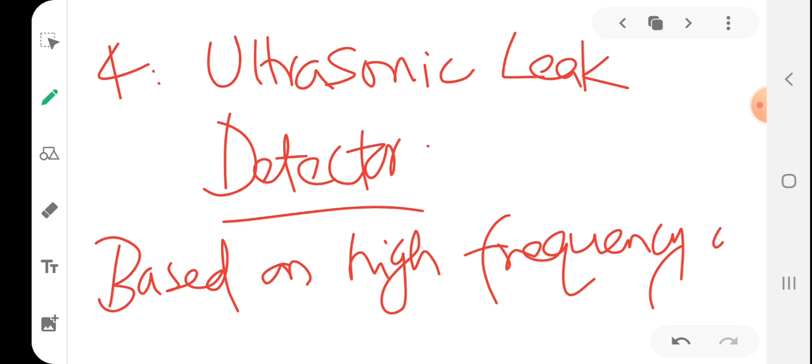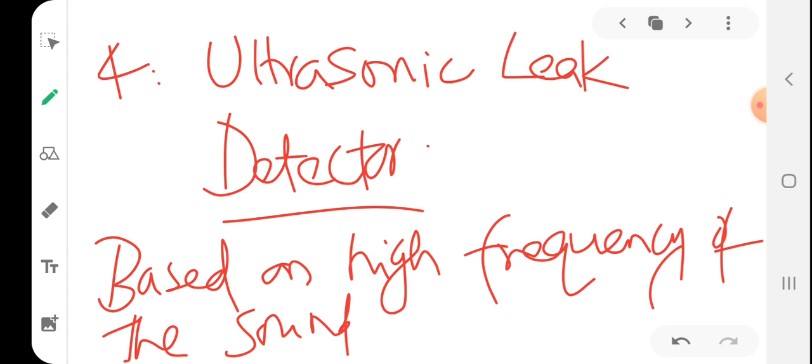So when there is a leak happening in a highly pressurized system, there will be a high frequency sound produced, and this high frequency sound will be detected by this ultrasonic leak detector. So this can be applied only in case of a highly pressurized system.